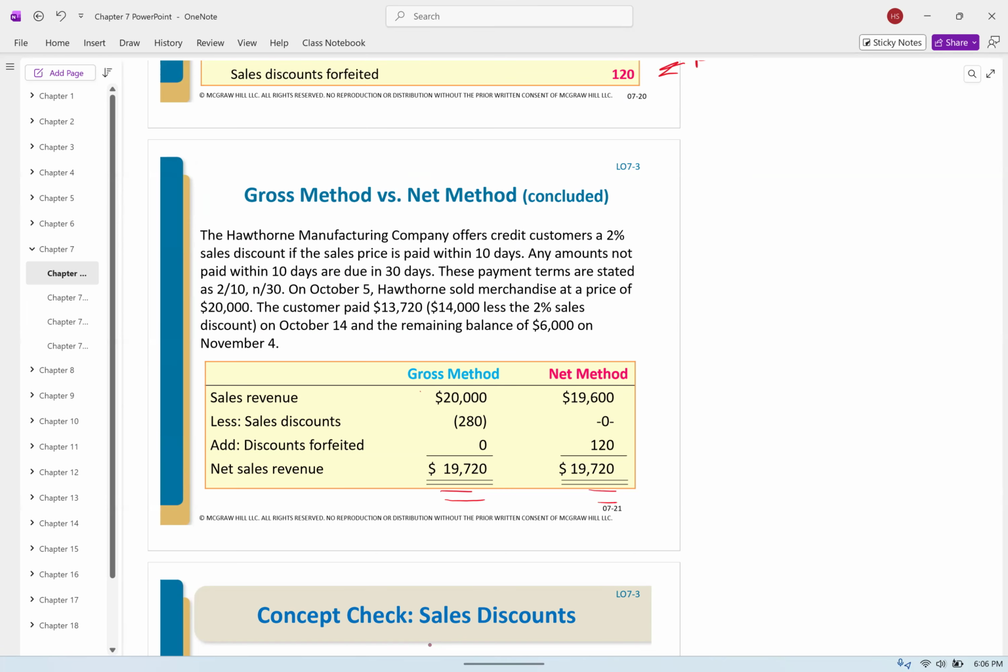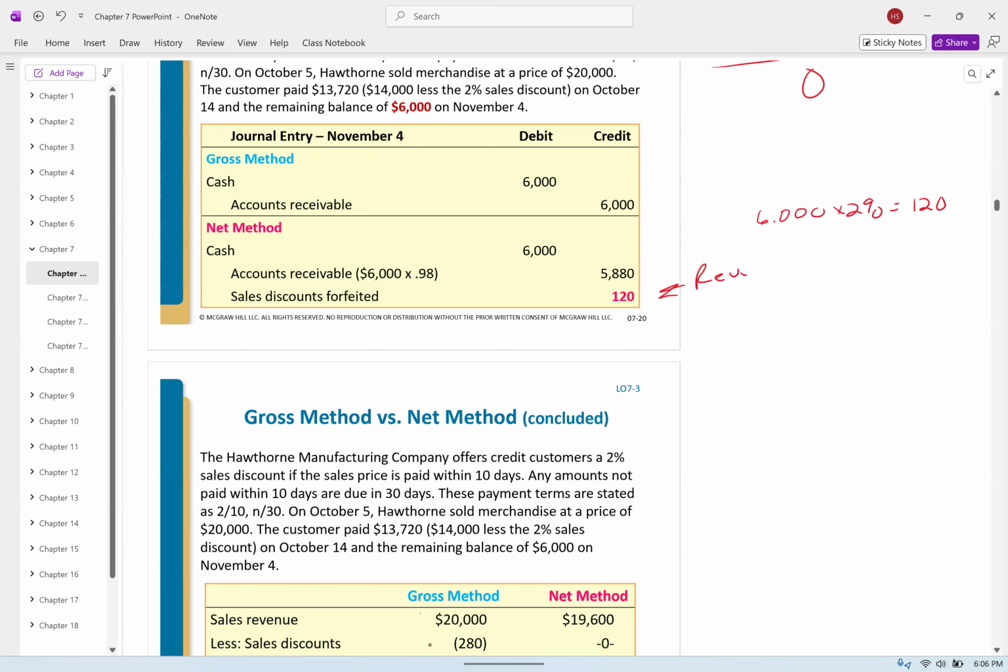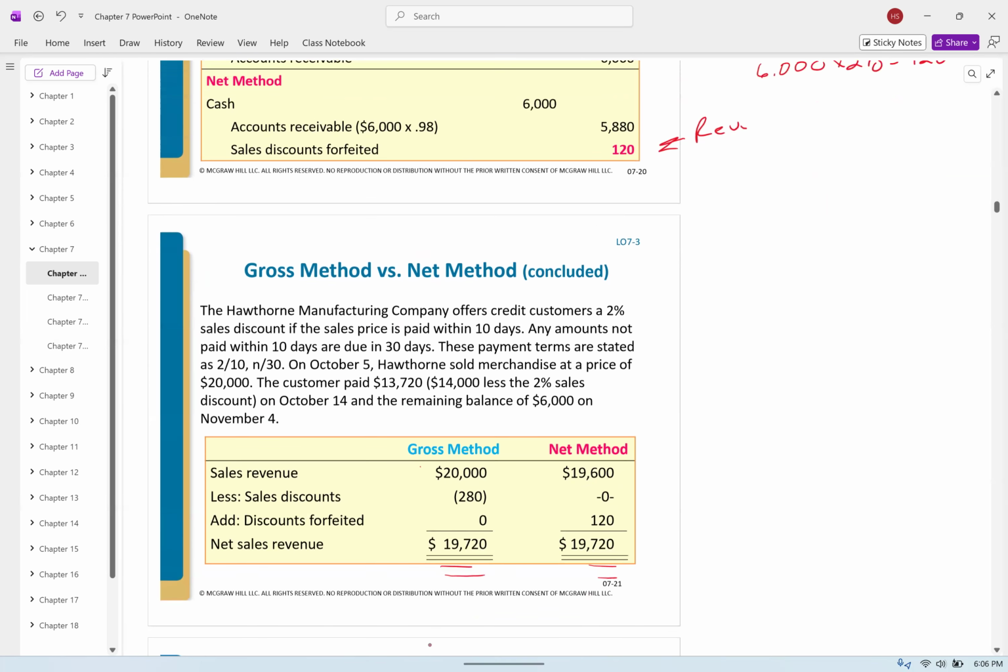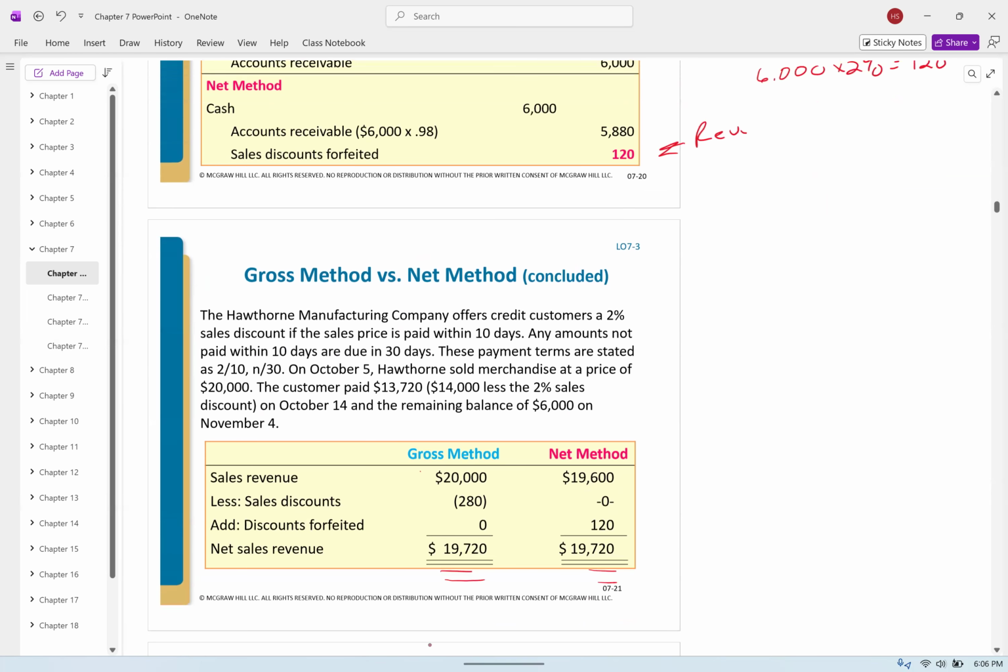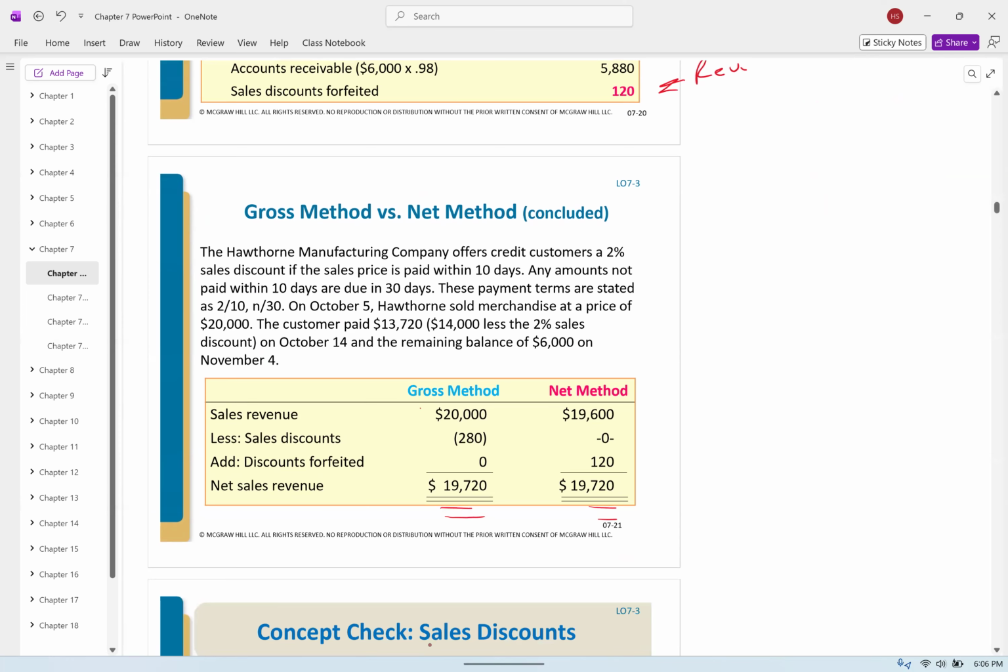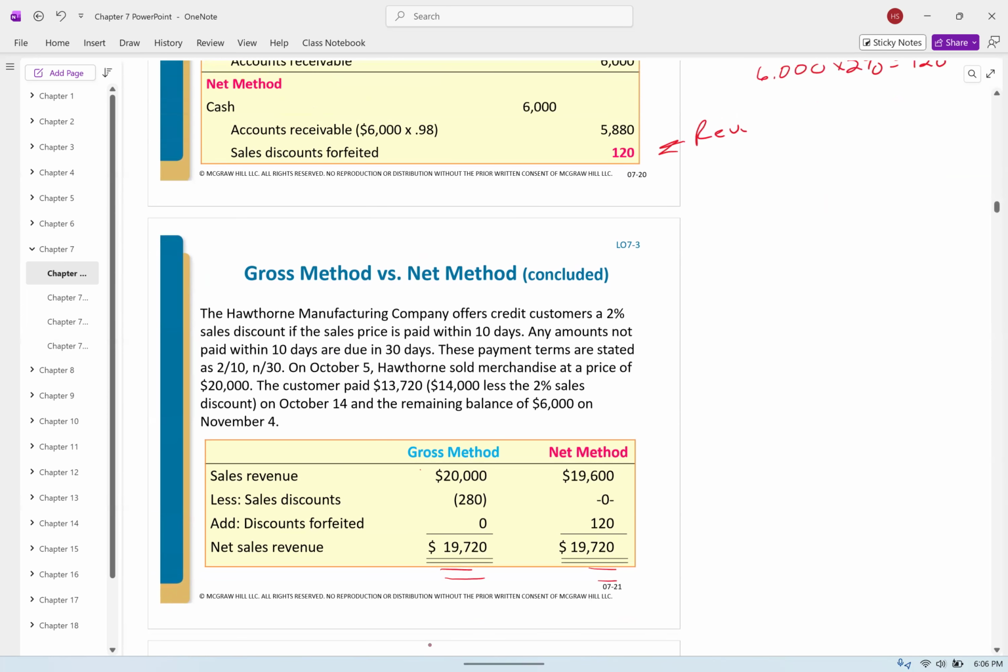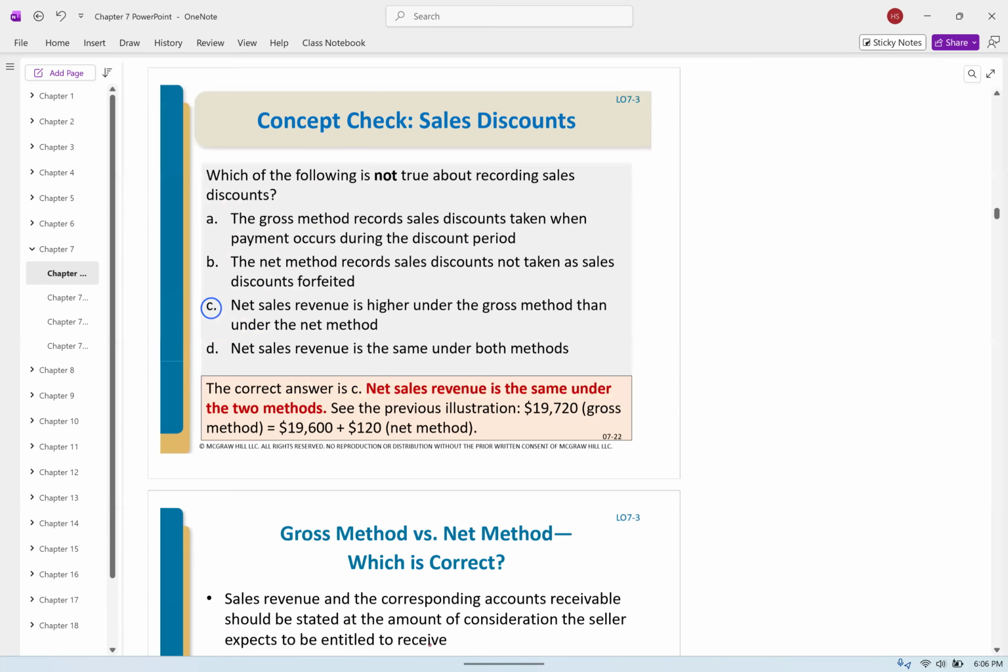But if this entry crossed a year end, then things could be a little different in how they're read. It would have to be disclosed what their policy is. Are they using the gross method? Are they using the net method? We'll jump past that.